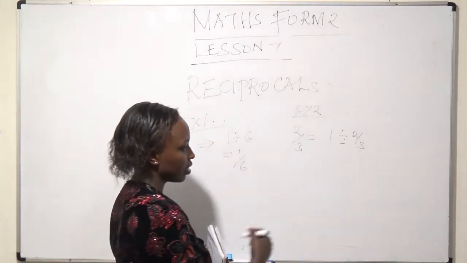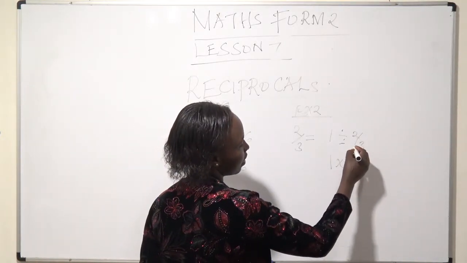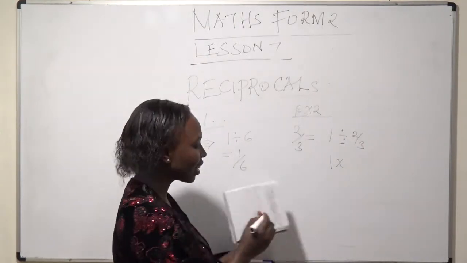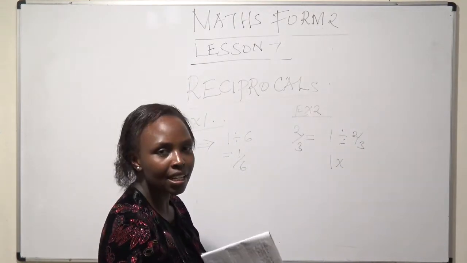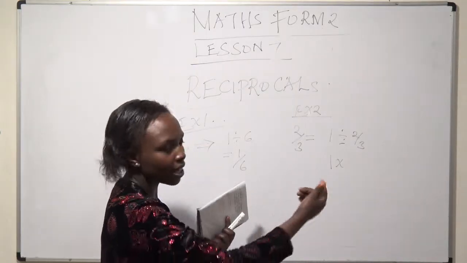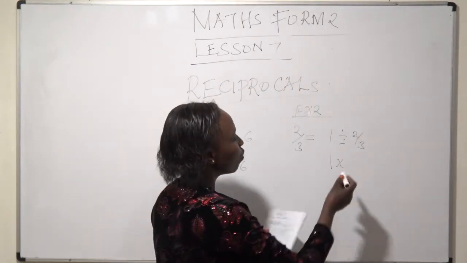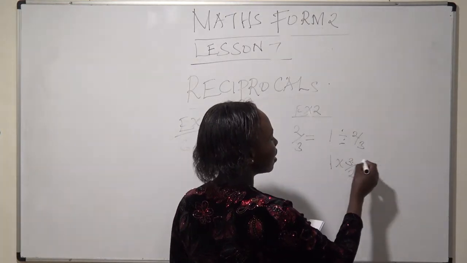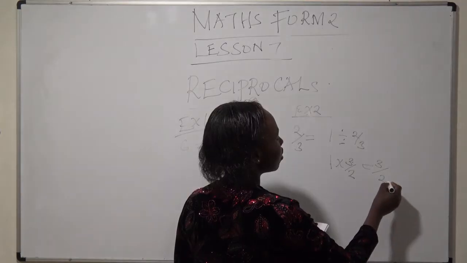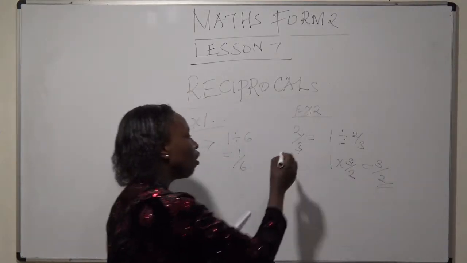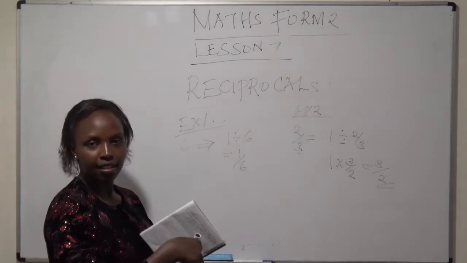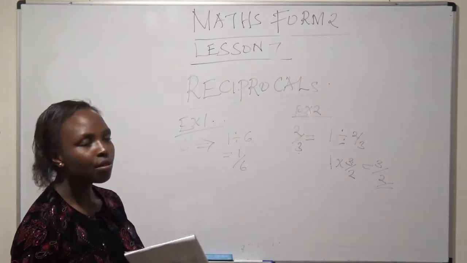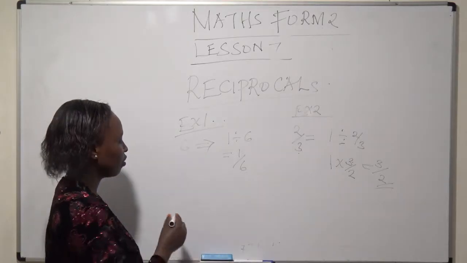So this one implies that 1 multiplied by, we reciprocate this. Reciprocating, in other words, you write the denominator as the numerator, and the numerator as the denominator. So with this one, you are going to write 3 over 2. Then 1 times 3 is 3, over 2. So the reciprocal of 2 over 3 is 3 over 2. As simple as that.